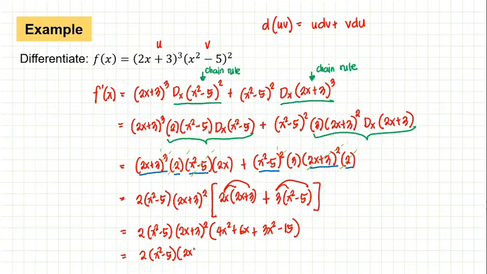You have 2x plus 3 raised to 2. And we simplify. This is 4x squared plus 3x squared. That is 7x squared plus 6x minus 15. And this will now be our final answer. Okay? So that's it. Let's have another example.